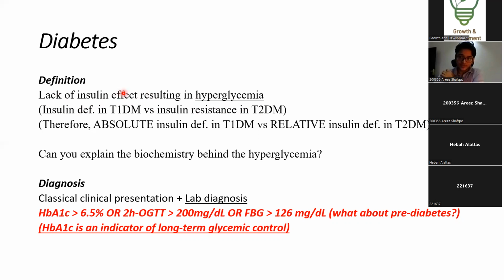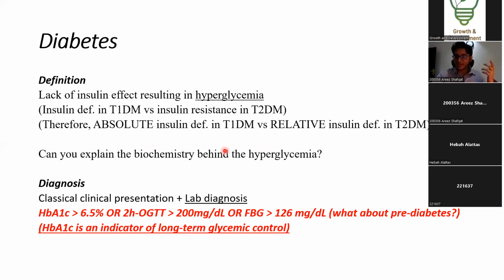But it's important to know that in type 1 diabetes, there's an absolute insulin deficiency, as in you don't have insulin at all, versus in type 2 diabetes, because there's a lot of insulin, you still have some residual or low effects of insulin. So you have a relative insulin deficiency in type 2, whereas an absolute deficiency of insulin in type 1. I put the sentence here for you to recall the biochemistry behind hyperglycemia.